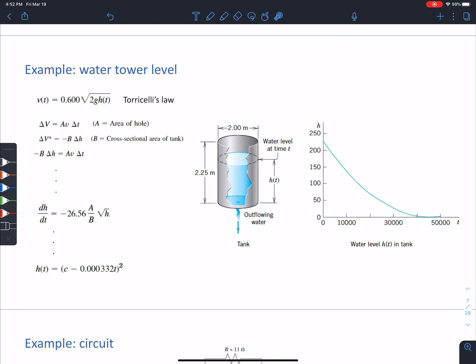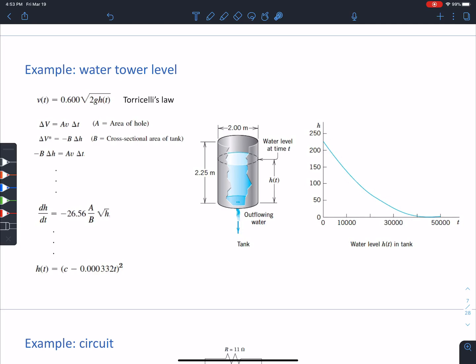We take the increments of delta T towards 0 and do some rearrangement, and we can write this equation here, which is dH/dt equals something in H on the other side. So this is a differential equation. You do a little bit more work, and you can arrive at the solution of this differential equation, H of t, which is given over here on this side.